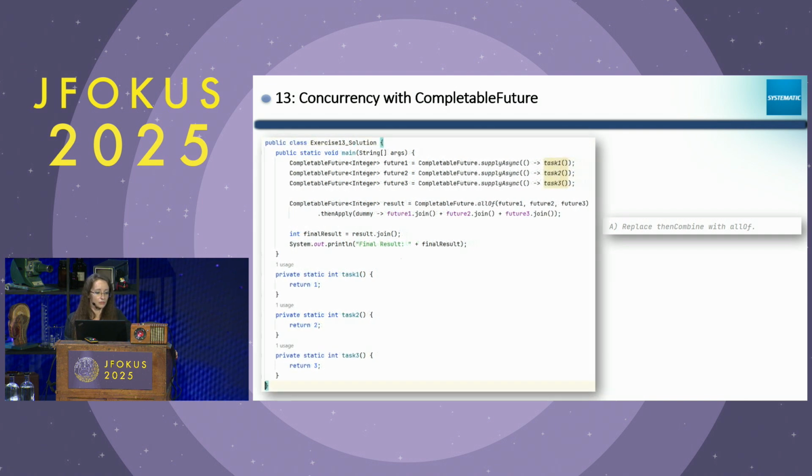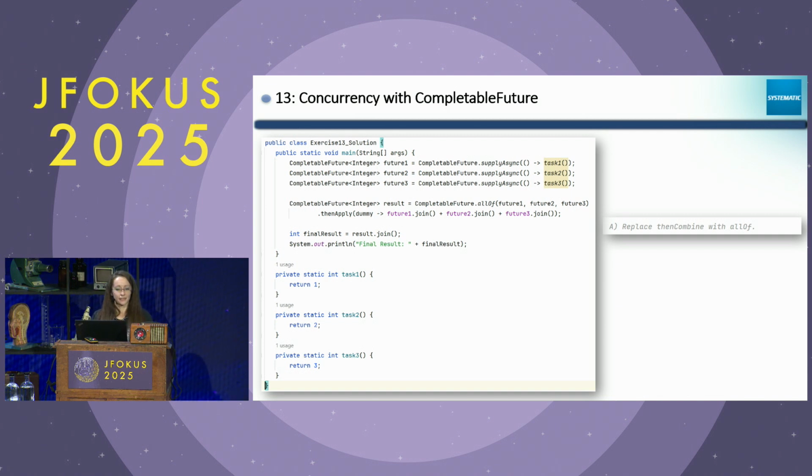And if we were to rewrite the code with allOf, we will get something like this. The only change was with that CompletableFuture result part. We now have allOf, and it's simply a list of all the futures that we want to combine, instead of just chaining thenCombine.